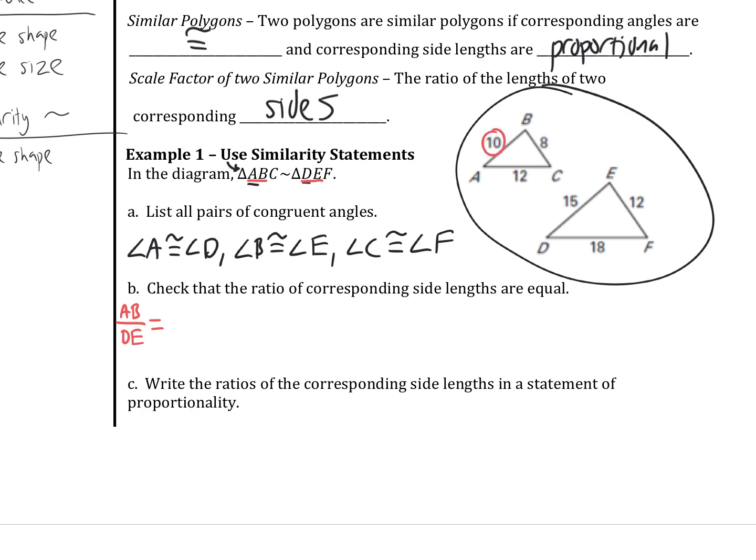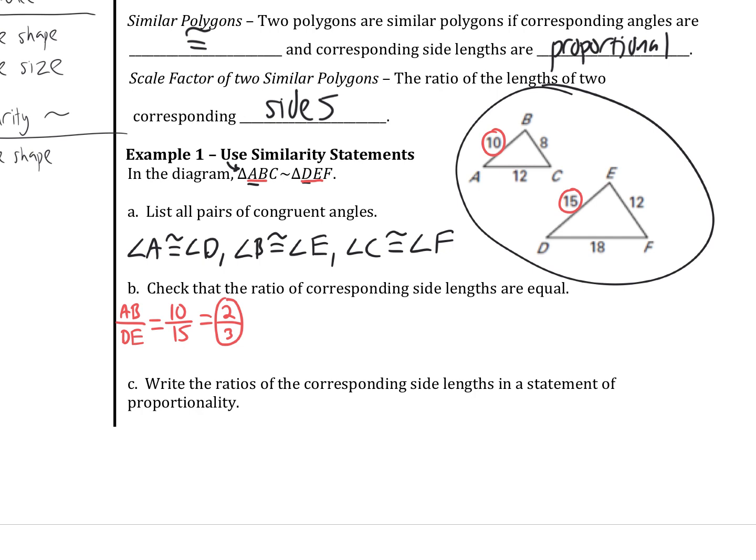AB is 10, so we do 10 over DE, which is 15. Now we want to reduce this. You always want to reduce your ratios, otherwise it looks like they might be different when they're actually not. What number goes into 10 and 15 nicely? 5. 5 goes into 10 2 times, and 5 goes into 15 3 times, okay? So this is going to be the ratio of those side lengths. If this is indeed proportional, then the other matching side should also have a 2/3 ratio, okay?